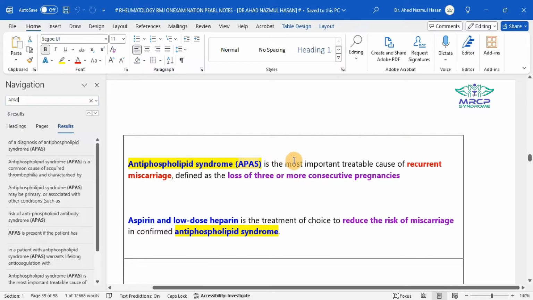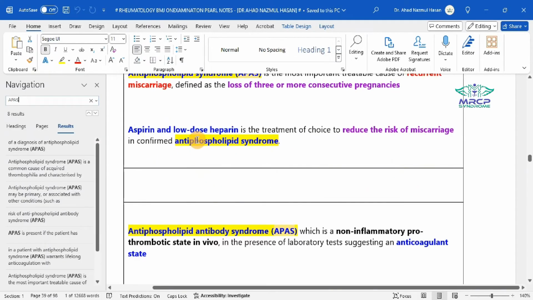Antiphospholipid antibody syndrome is the most treatable cause of recurrent miscarriage, defined as loss of 3 or more consecutive pregnancies. Aspirin and low-dose heparin is the treatment of choice to reduce the risk of miscarriage in confirmed APS.